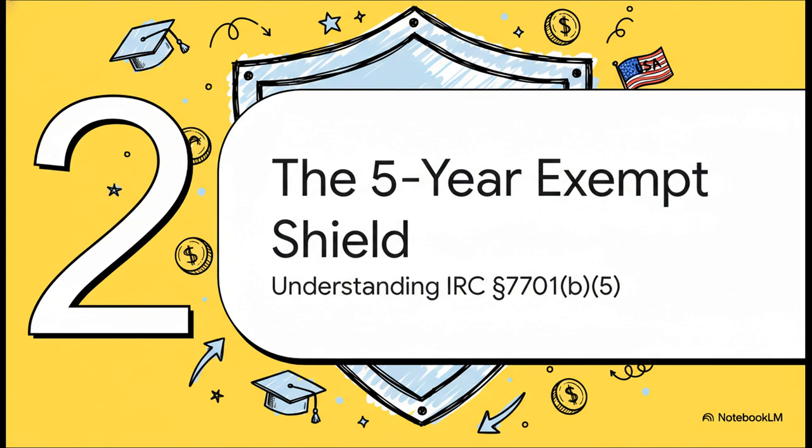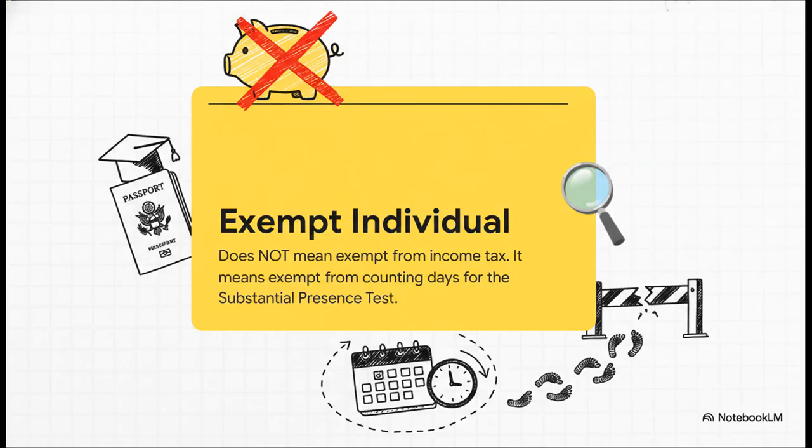Let's dig into what that actually means under IRC Section 7701(b)(5). Okay, this is absolutely critical to understand. Exempt individual is what we call a term of art in tax law. It sounds like you're exempt from tax, right? Wrong. It does not mean you're exempt from paying income tax. All it means is that for a while, the days you spend in the U.S. are, well, they're invisible. They don't count towards a key test we'll talk about in a minute.